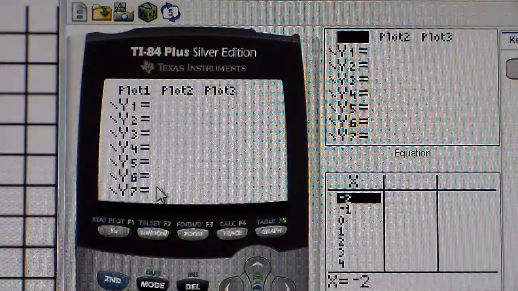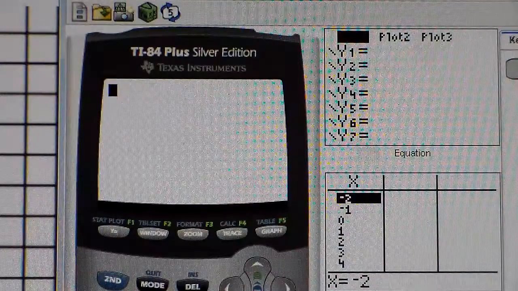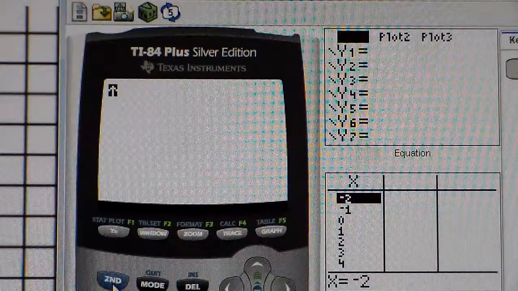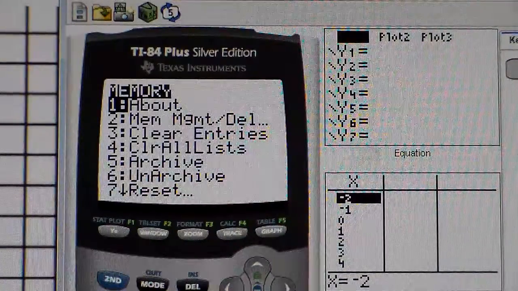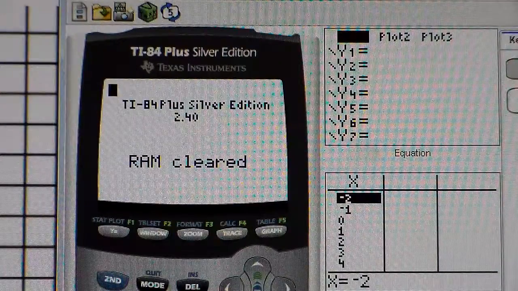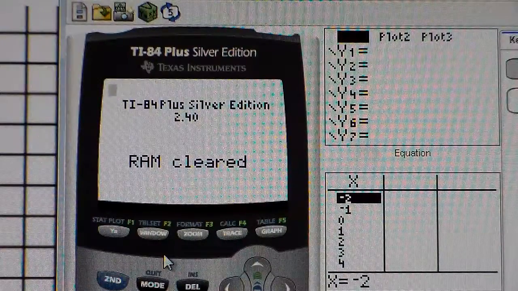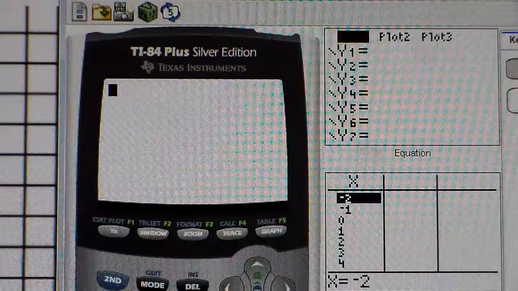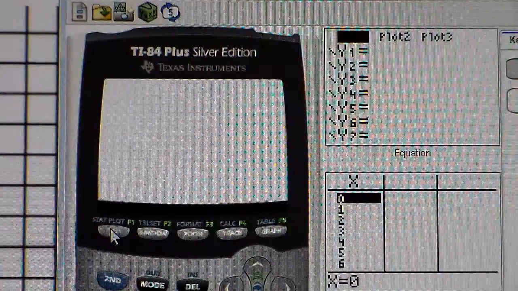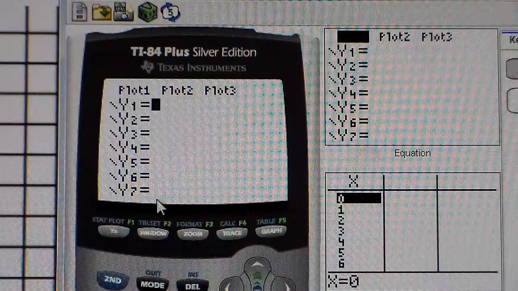Now just to make sure that the calculator is all good to go, what we first want to do is clear the memory first. By doing that, we're going to hit the second button, plus sign, 7, 1, 2. And that clears the memory of our calculator to make sure that all our settings are proper and exactly what we're looking for. So now that the memory is all clear, I'm going to hit the clear button. Then I'm going to hit the y equals button. Now I'll bring up this y equals screen and everything should be nice and clear.